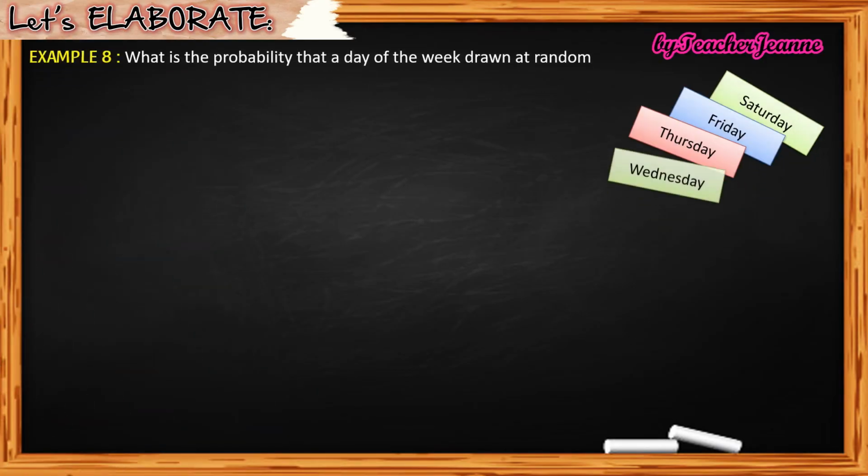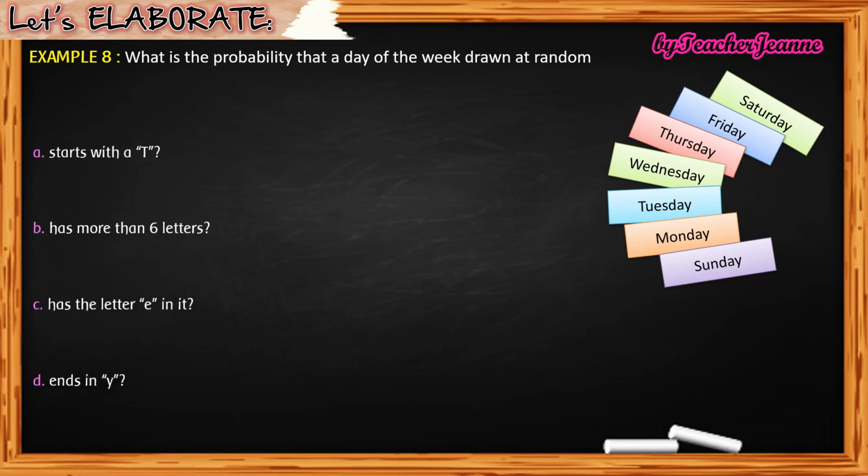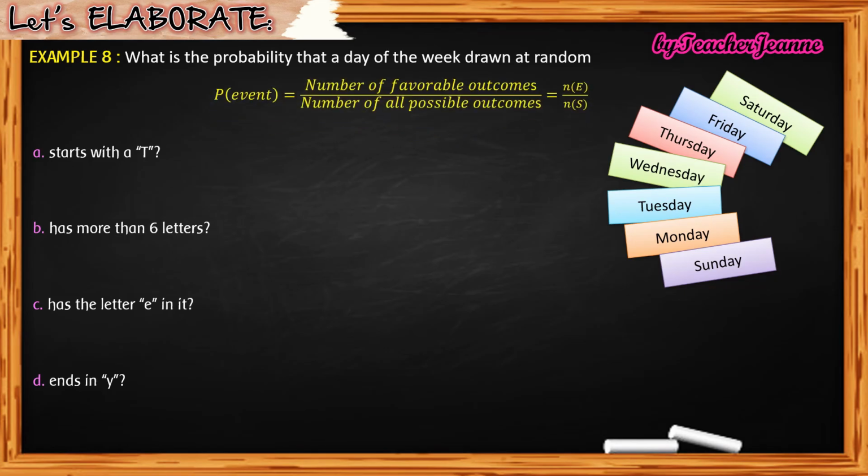For example number 8, what is the probability that a day of the week drawn at random starts with T, has more than 6 letters, has the letter E in it, and for the last, ends in Y? So again, we are going to use the probability of an event is equal to the number of favorable outcomes over the number of all possible outcomes. For letter A, the days of the week that start with letter T are Tuesday and Thursday. So the probability is 2 over 7, or 2 out of 7. So the number of favorable outcomes is 2 and the number of possible outcomes is 7.